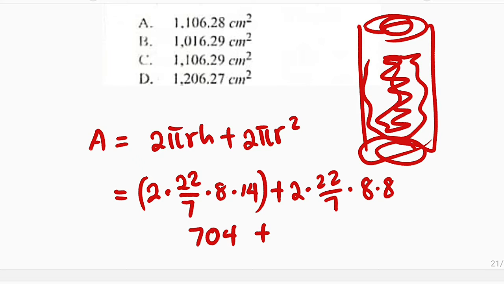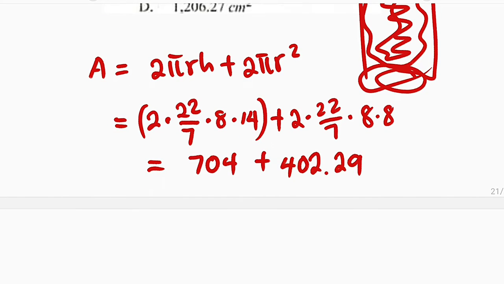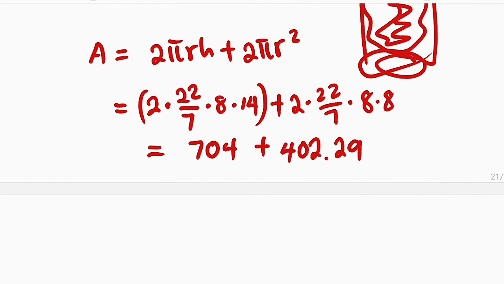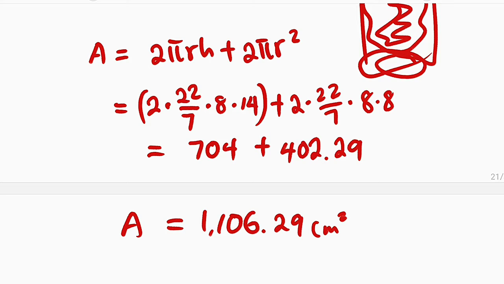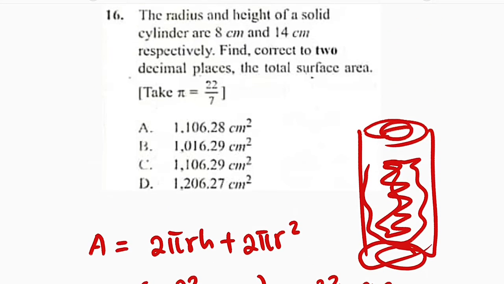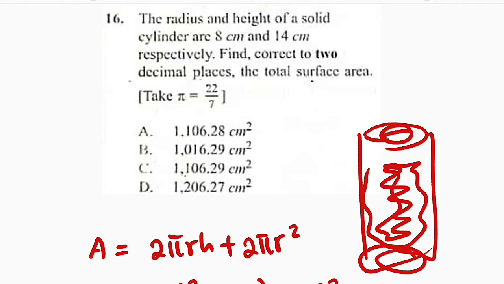What I have divided by 7 is 402.29 to two decimal places. Then we are going to add these two numbers together. If you add them together, you're going to obtain 1106.29. This is what I have, centimeter squared. This is the area. So 1106.29, do we have it here? Yes, 1106.29 is option C.